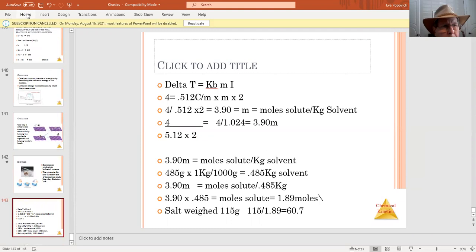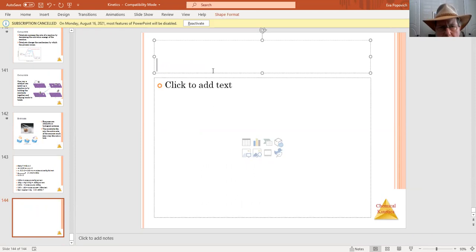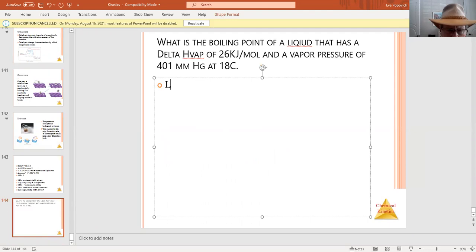Okay, so the equation is LN. Let me see if I copied it first. Good. The equation is LN P1 divided by P2 equals negative heat of vaporization divided by R times 1 over T1 minus 1 over T2.